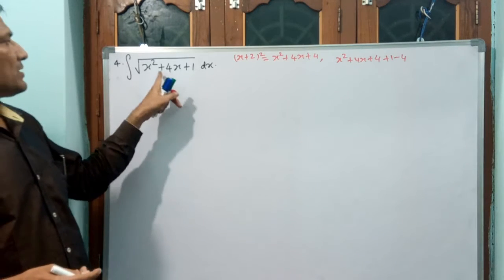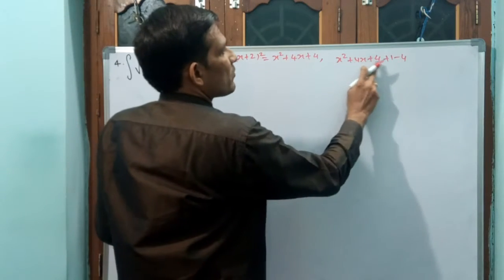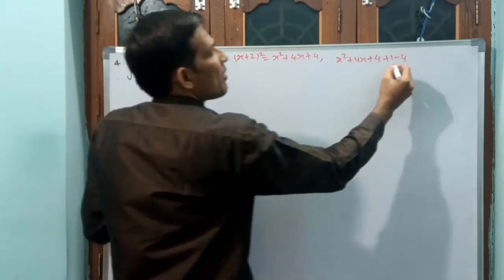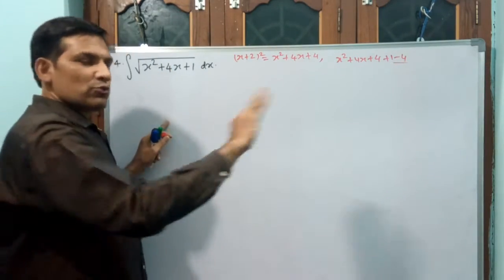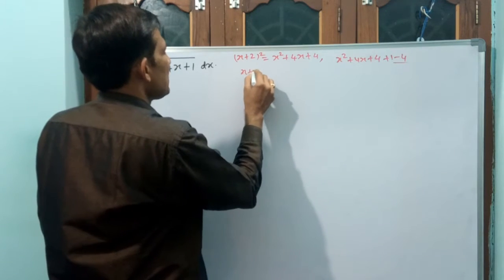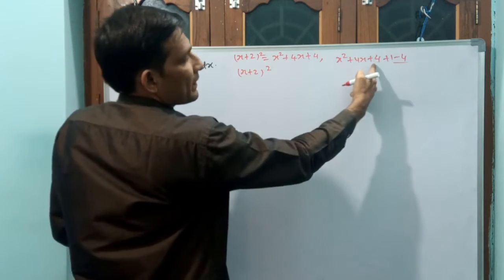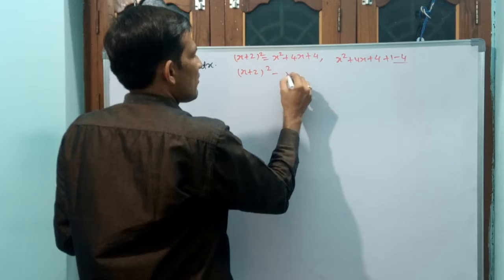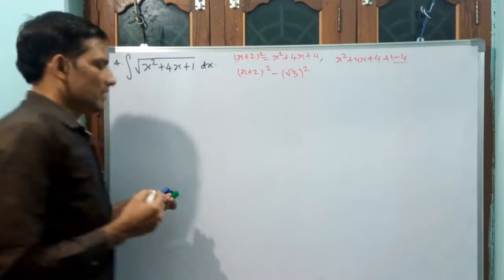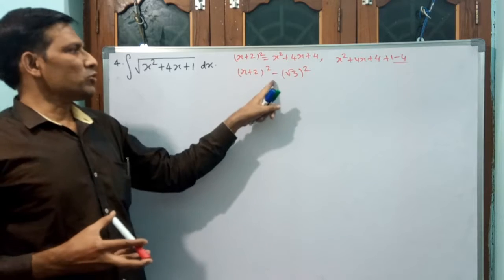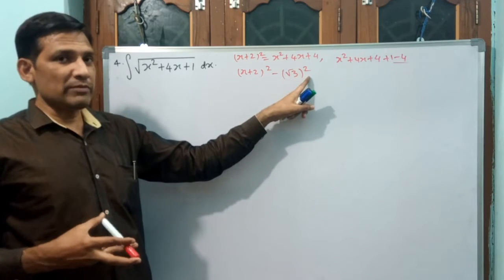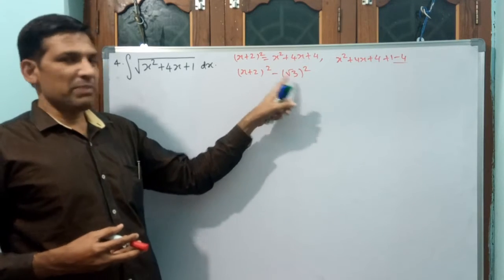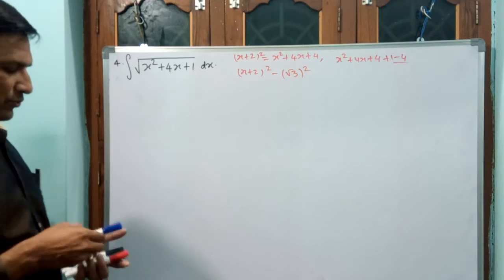Because we have x square plus 4x plus 1, the plus 4 and minus 4 are going to get cancelled. Separate plus 1 minus 4. So x plus 2 whole square, and 1 minus 4 is minus 3. So x plus 2 whole square minus root 3 whole square, and root 3 whole square is going to come as 3. x square plus 4x plus 4 minus 3 plus 1, plus 1 only you require. Like this you change it.